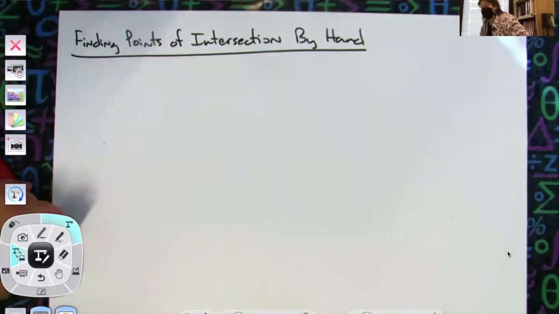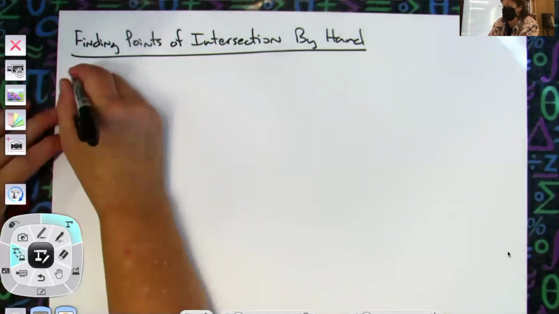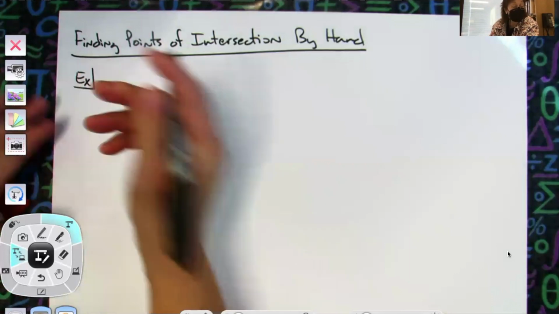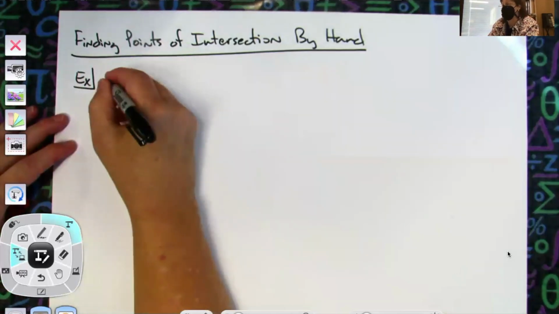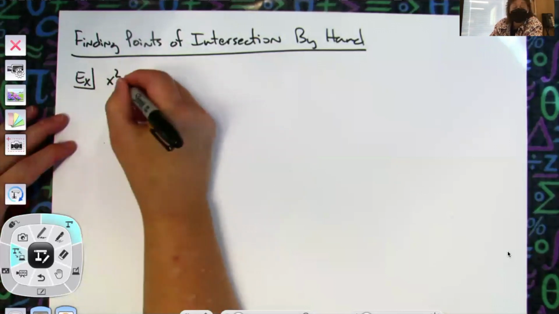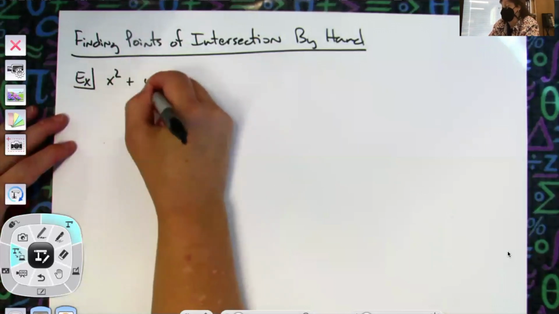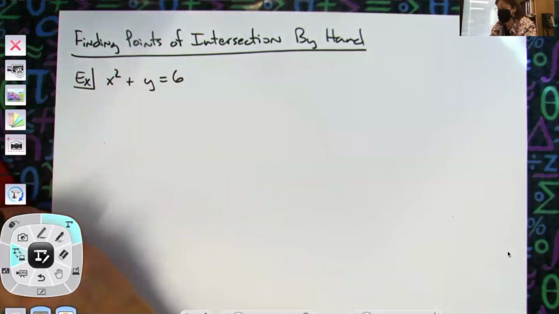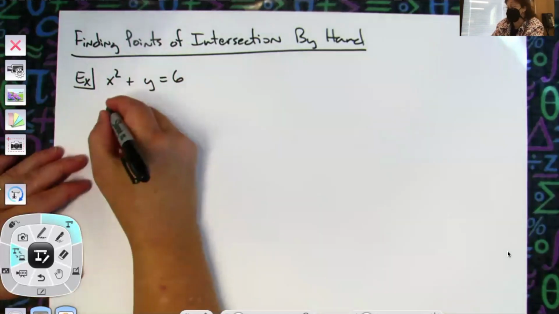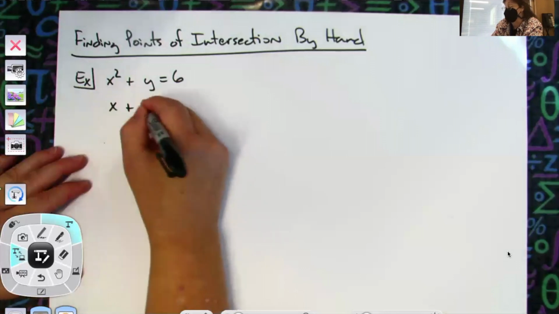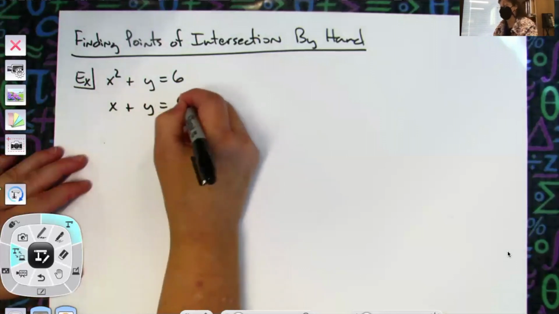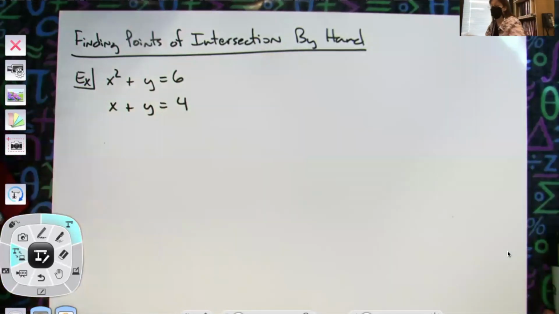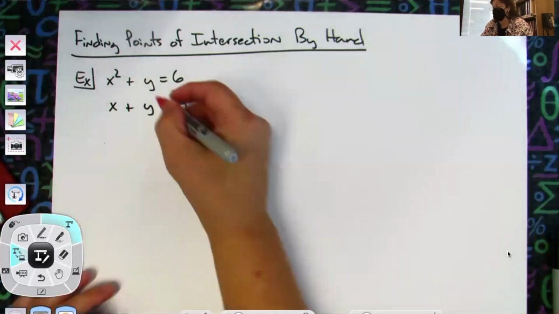Now, what's going to happen is they're going to give you 2 equations. Could be straight lines, could be parabolas, could be functions. We don't even know what they look like. So x squared plus y equals 6. Maybe for our first one, we know that one's just going to be a nice little parabola. Or then maybe x plus y equals 4. Obviously we know that one's a straight line. So we've got a parabola here.